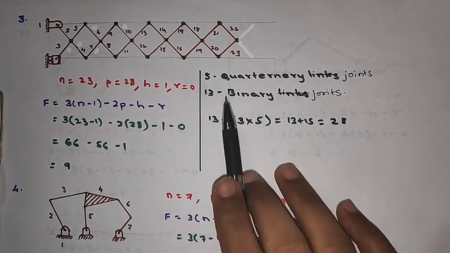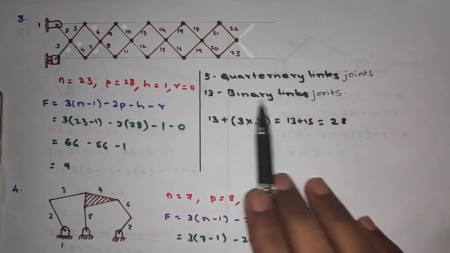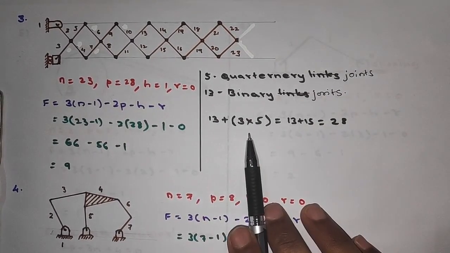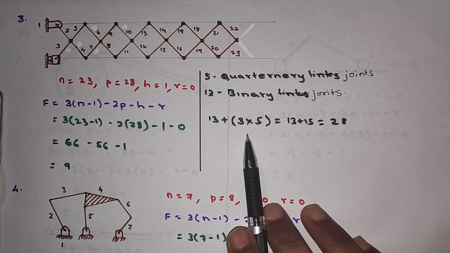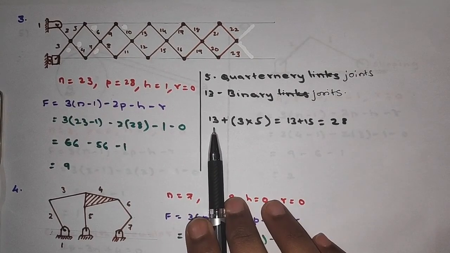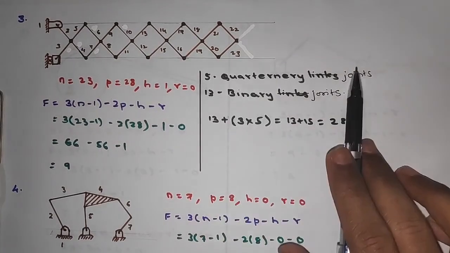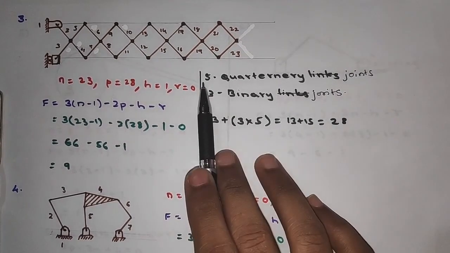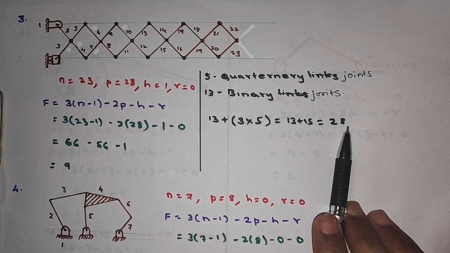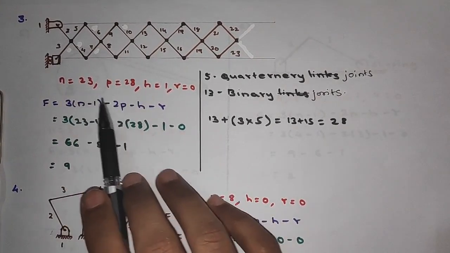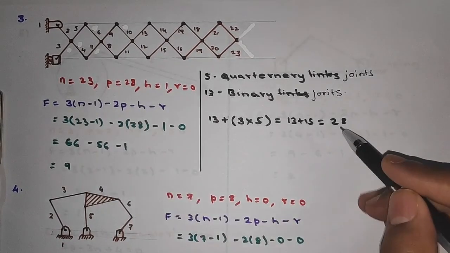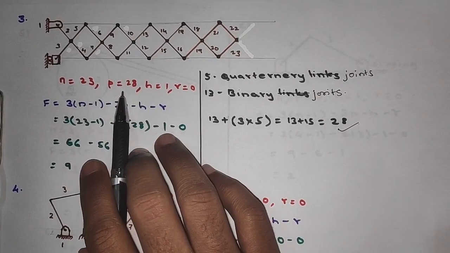Okay. So we have 5 quaternary joints and 3 binary joints. So a quaternary joint is equivalent to 3 binary joints. So this 13 binary joint I keep as it is, and since a quaternary joint is equivalent to 3 binary joints, I take this as 3 into 5, so this becomes 28. So this way the number of pairs we'll get is 28. So this is the explanation of how P is equal to 28.